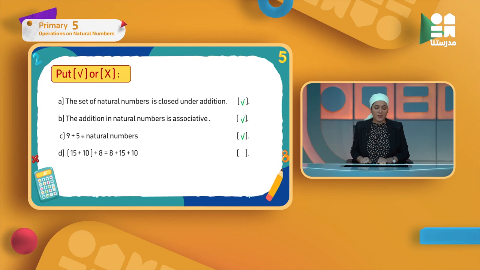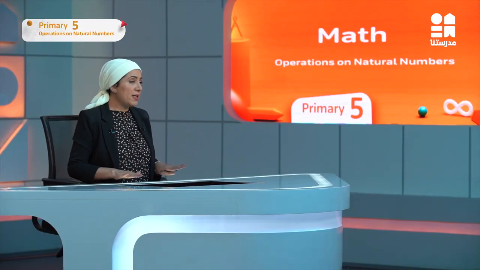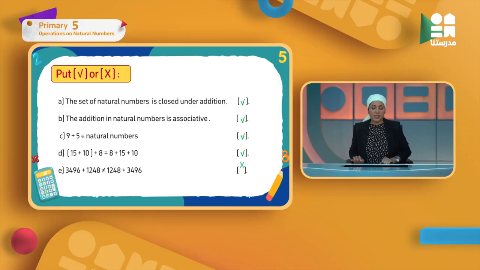Now 15 plus 10 is 25, plus 8 is 33, and 8 plus 15 plus 10 is also 33. So these two are equal, yes, and they are associative, so it's correct. The last one, 3,496 plus 1,248 is not equal to the same numbers, but we changed their places? Of course not, because we said that in addition, natural numbers are commutative, or we have commutative property in addition of natural numbers. So the two sides are identical mirrors of each other. So they can't be not equal, they must be equal. Then the answer of this one is wrong.